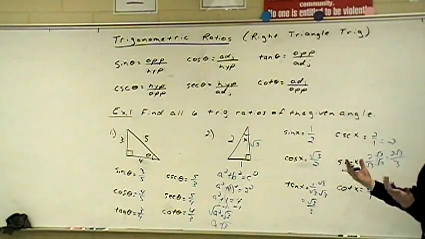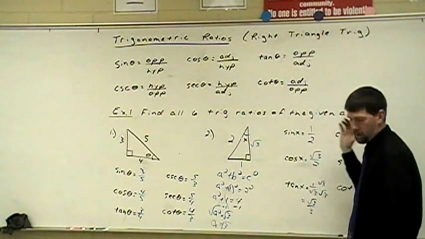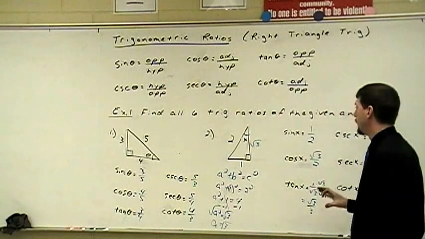Now, that's how you take a right triangle where we have all three sides, and we can find all 6 trig ratios. The 3 basic trig ratios and then your reciprocal ratios.